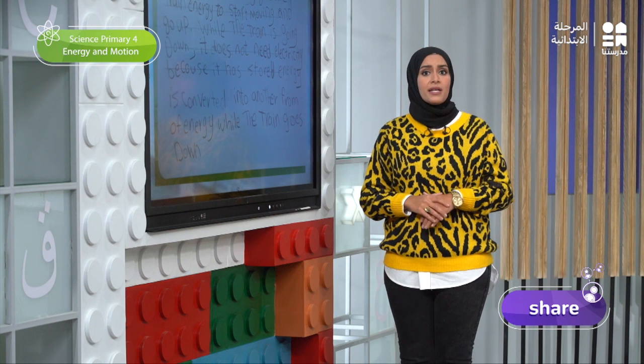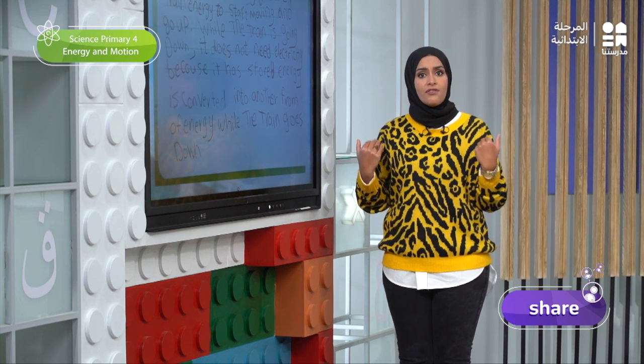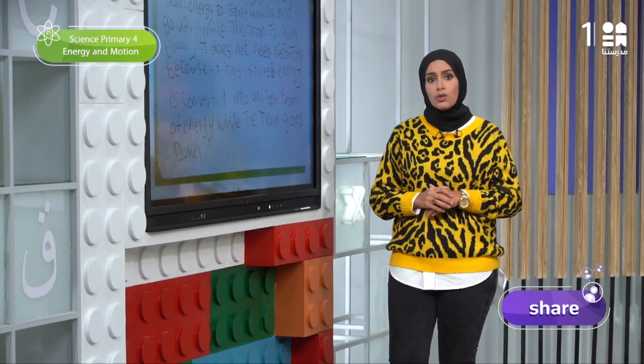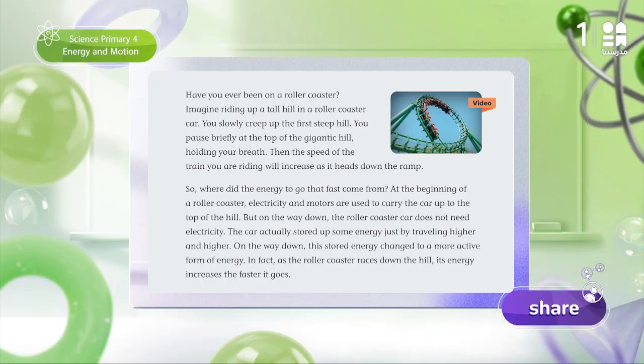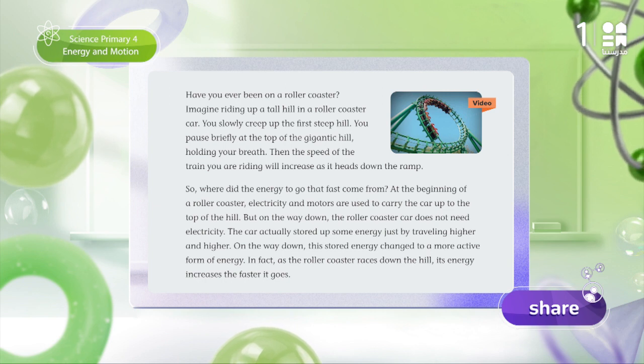The motor and electricity give the train energy to start moving and going up. While the train is going down, it doesn't need electricity because it has stored energy. The stored energy is converted into another form of energy while the train goes down. Have you noticed that this explanation depends on what you have read in the text on page 162 about the roller coaster?